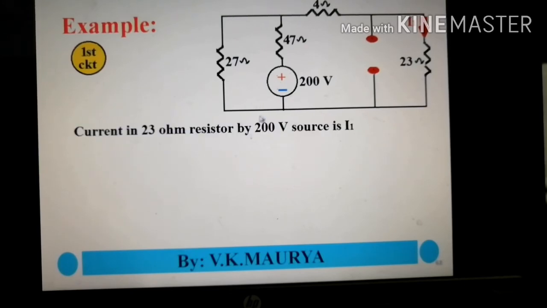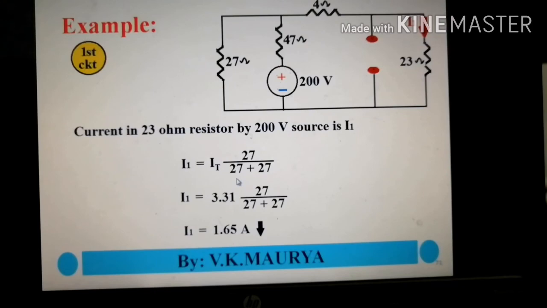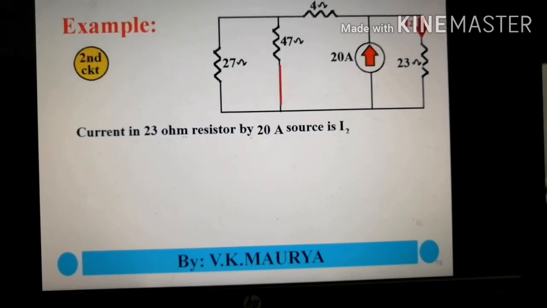Now I1 is the value of current which passes through this 23 ohm resistor by this source. I1 is equal to total current into fraction of resistances. This is the current division rule. With this rule, the value of I1 is 1.65 ampere in downward direction. I1 is the current passing through the 23 ohm resistor, that is 1.65 ampere in downward direction by this source, that is 200 volt. See the second sub-circuit.